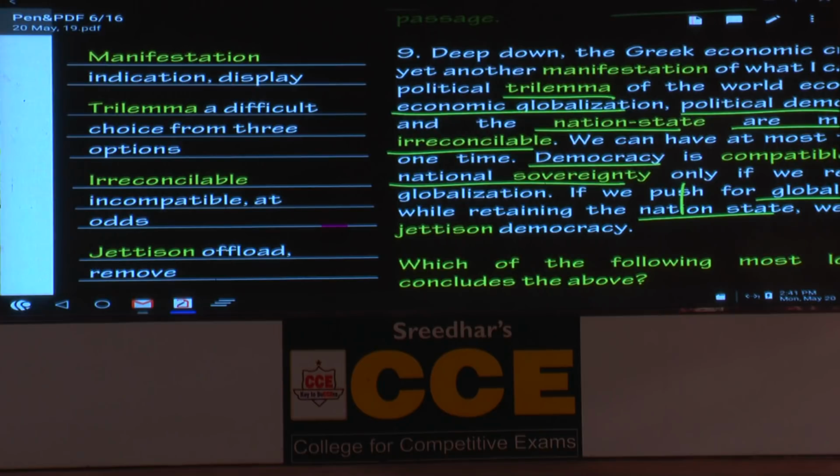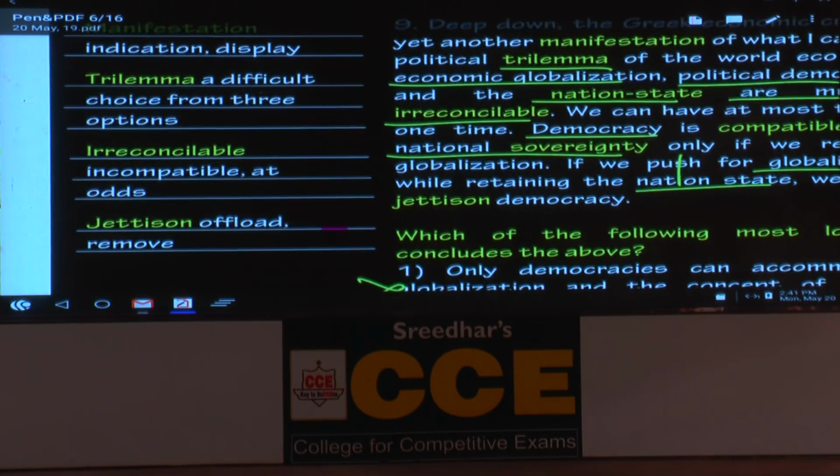Irreconcilable, this is also a good word. Incompatible, at odds. Irreconcilable. Incompatible or at odds. Also write, I gave one idiomatic expression. What is it? At loggerheads. They are always at loggerheads. Means conflict. They don't agree.